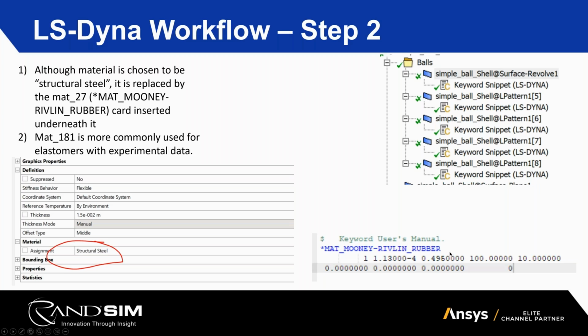All I did here is tell the program what kind of material model I want to use for my ball, for my shell, for my ball material, ball body. And in this case, this is also what's happening in the input deck. I basically inserted this card into my input deck, right?